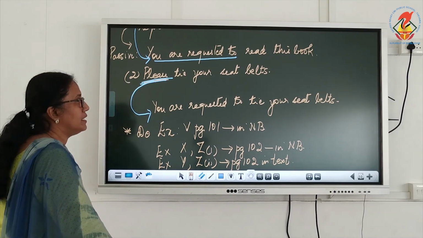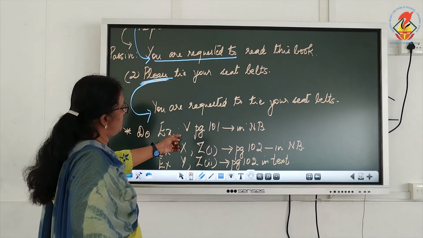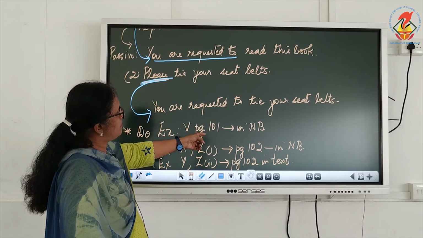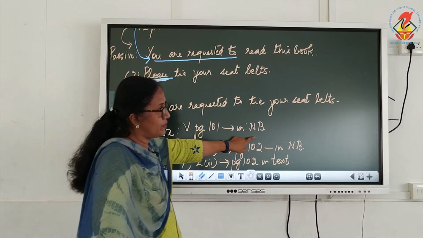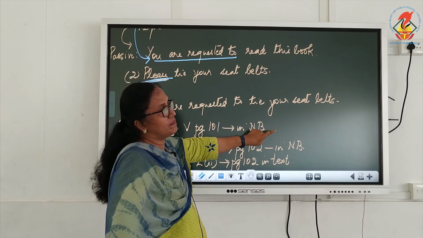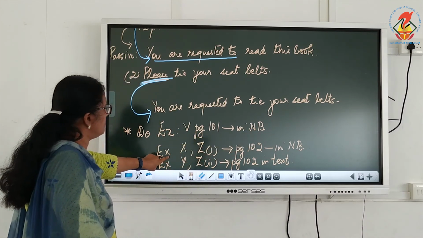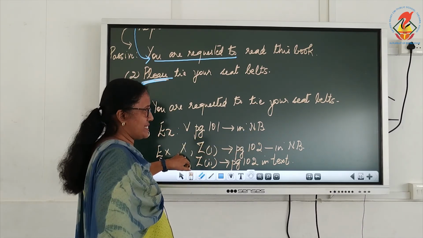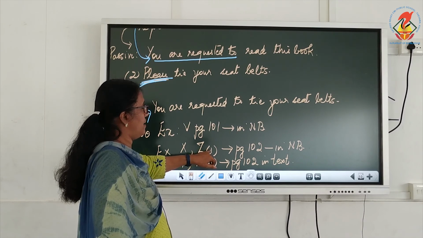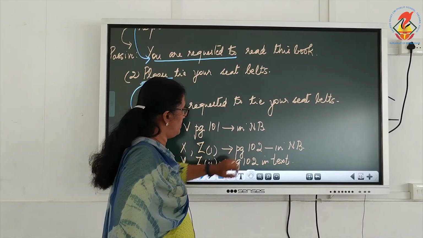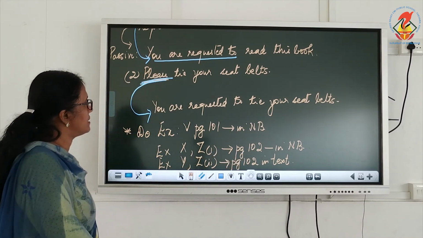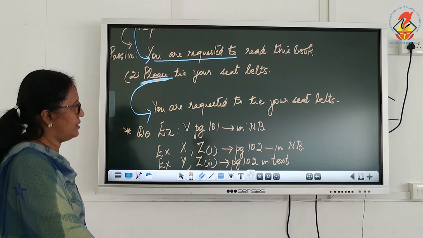Now finally, do exercise V of your textbook, page 101, in your notebook, because there is not sufficient place. Then do exercise X and Z1, Z and part 1 of it in your notebooks, and the other remaining exercises can be done in your text.